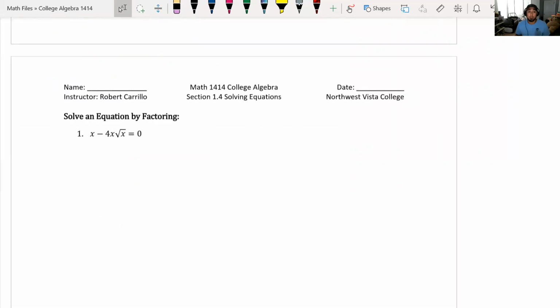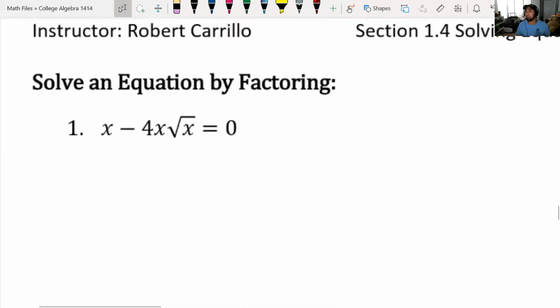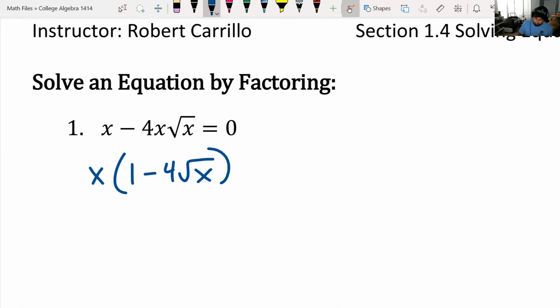All right. So number 1, I think these are the solve equation by any method. So basically, just watch me work and have fun, right? So we said solve by factoring. So that's what we'll do. I see that I have a common factor of x, so I'm going to take an x out. If I take an x out, this leaves me with 1 minus 4 square root of x equal to 0. And all I have to do now is set both of these terms equal to 0 and solve for x.